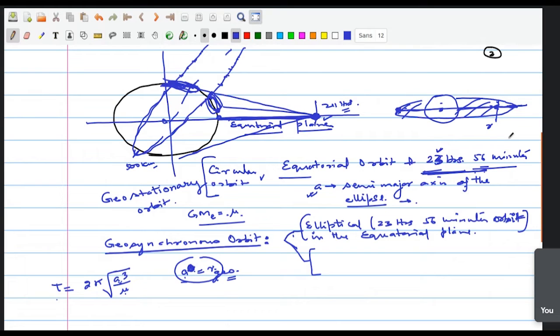So for that reason, if you are here on the equator, this satellite will drift ahead and backward. East and west drift will be there. So for the geosynchronous satellite, let's say east-west drift will be observed.